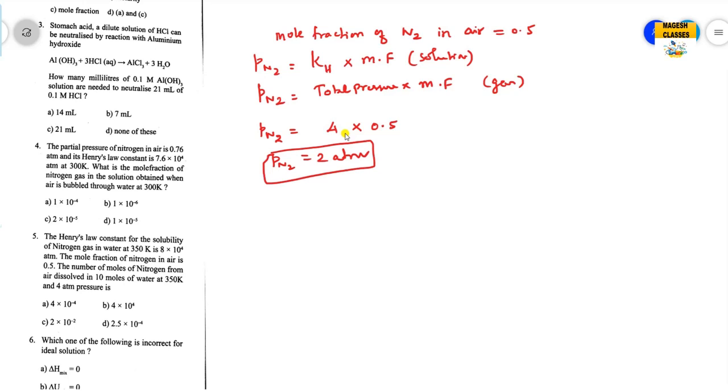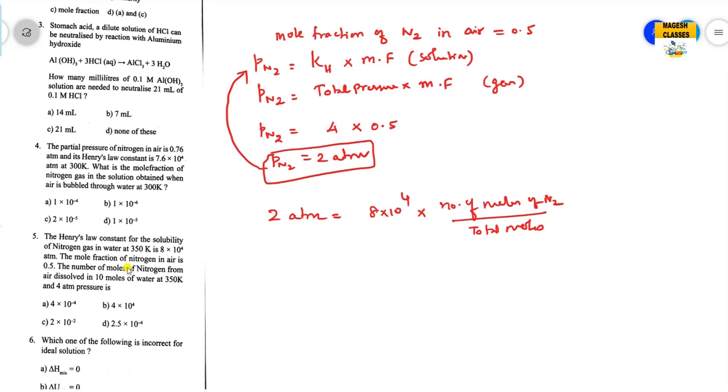By knowing this partial pressure of nitrogen, apply it in the liquid condition. So 2 atm, the partial pressure, is equal to kH, which is given as 8 into 10 to the power of 4, into mole fraction. Mole fraction is the number of moles of nitrogen divided by total moles. In this problem, the number of moles of nitrogen from air is dissolved in 10 moles of water. Let the number of moles of nitrogen be X.